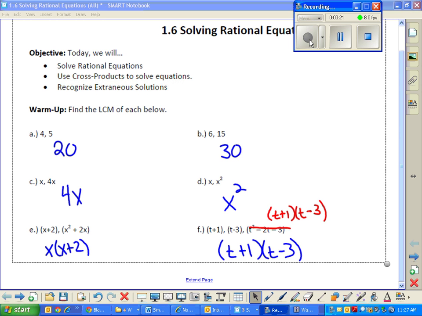Part C is 4x, D is x squared, E is x times the quantity of x plus 2, F is t times the quantity of t minus 3. Ooh, what's up? E and F, is that what you're asking me about?